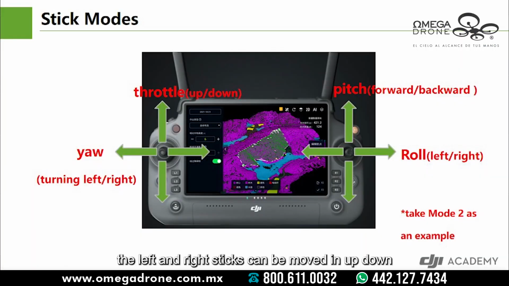The left and right sticks can be moved in up, down, left, and right directions respectively, with the corresponding 4 actions of the aircraft: flying up, down, turning left, right, flying forward, backward, and left-right lateral movement. We will explain the basic operations based on the mode too.